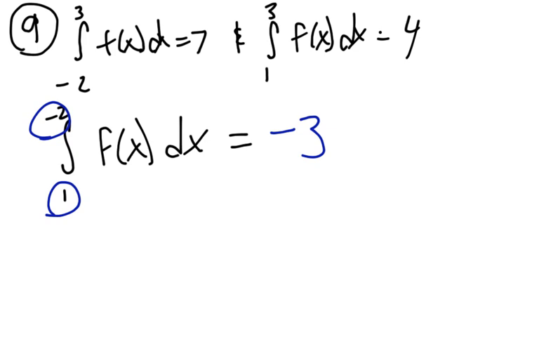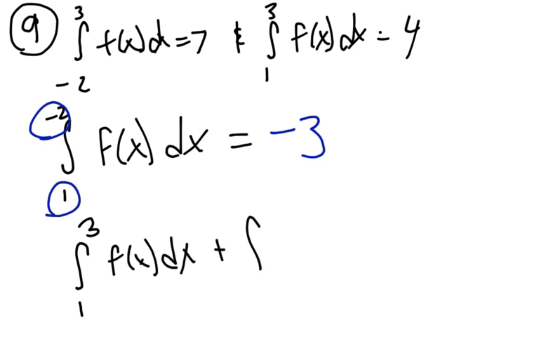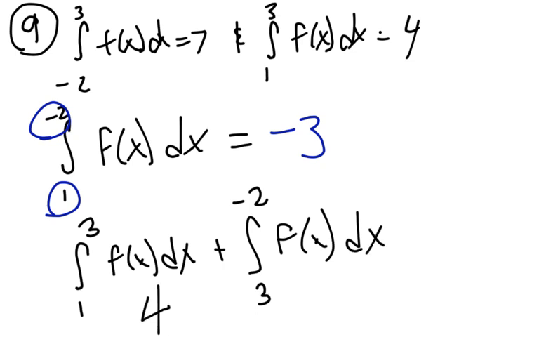If you wanted to go about setting it up as a sum, you would want your 1 on the bottom, so you'd start with the 1 to 3 of f of x dx, plus you'd want the 3 on the bottom here, the 3 to the -2 on top here of f of x dx, and that means that you would take 4 plus the opposite of 7 to get -3. But of course, that's not necessary after having finished example 8.